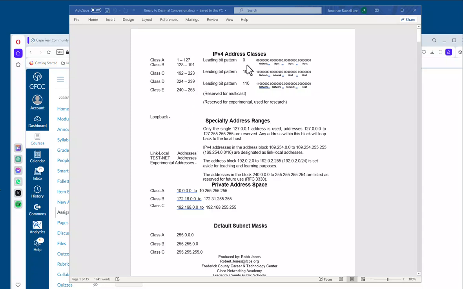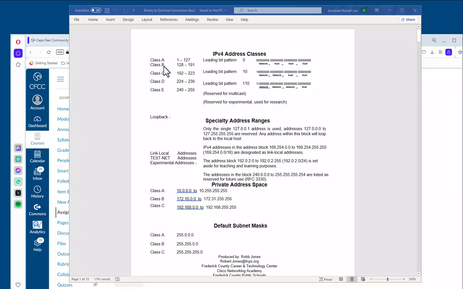So the leading bit pattern here, when it says 0, what it's talking about is this first octet. See how those are all zeros? So if you start here and you go 1, 2, 3, 4, 5, 6, 7, you keep counting up using these zeros, and you can go all the way up to 127, but then when you get to 128, that first 0 is going to become a 1, because in binary, a 1 followed by 7 zeros is 128.